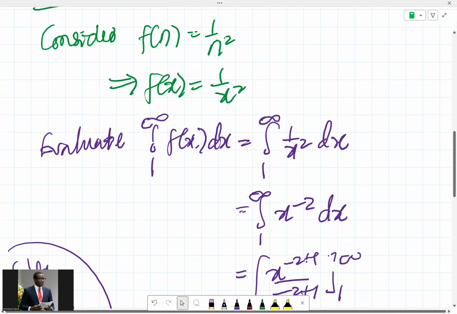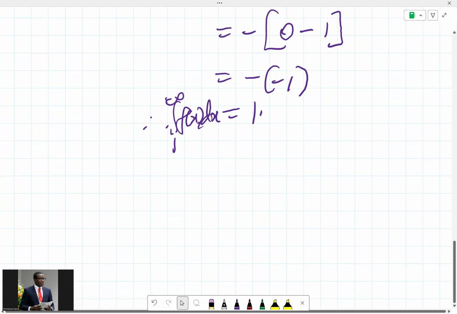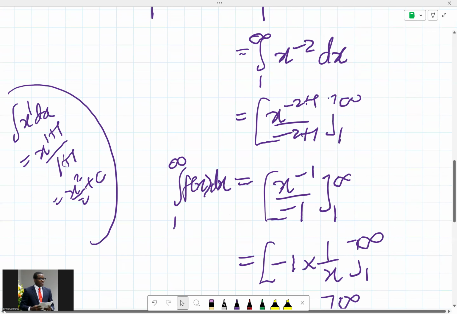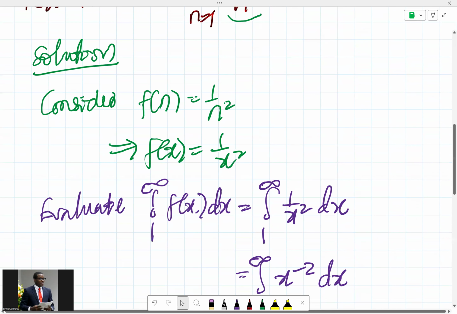How do we know whether it converges or not? Convergence means that we have a particular value that the integral results to. Divergence means that probably the answer is infinity. It's undefined. So how do we conclude this situation?